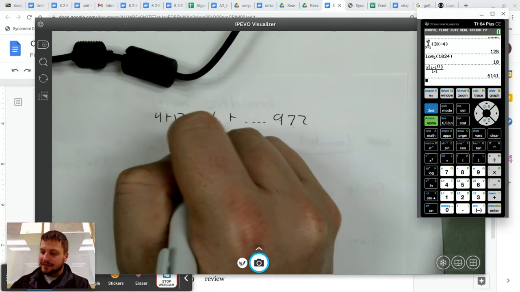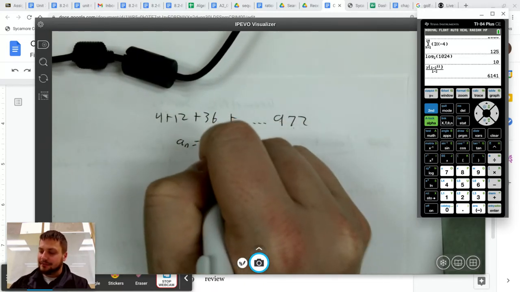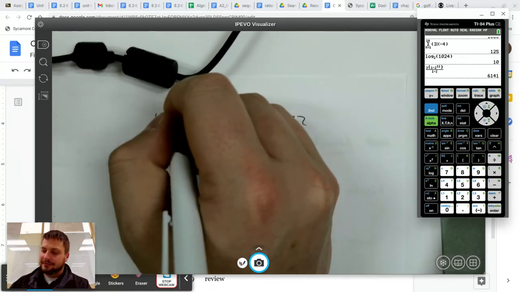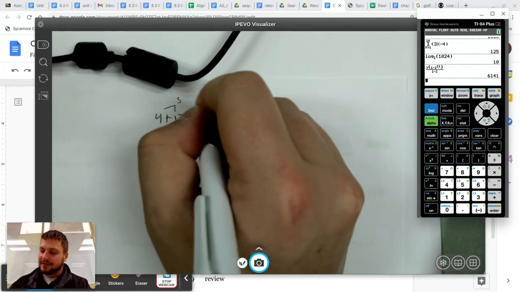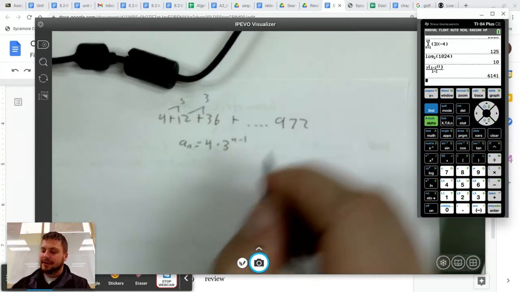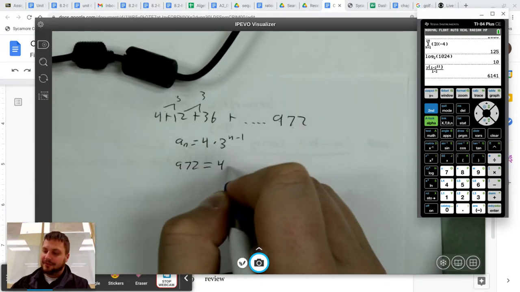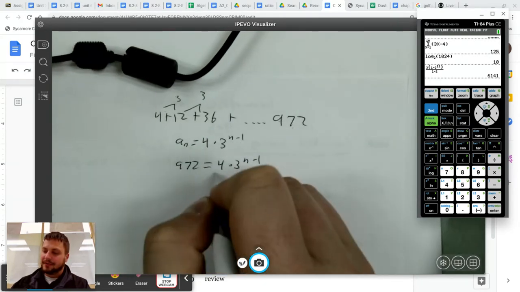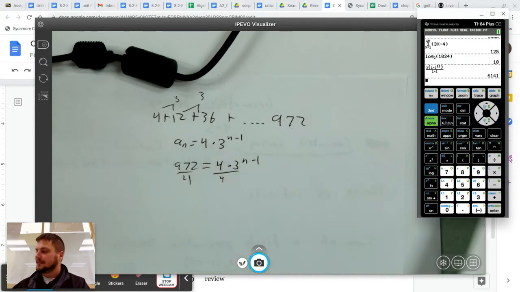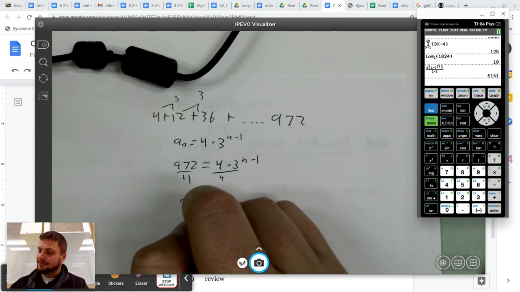So I got that the nth term is equal to the first term times the common ratio, which of course is, in this case, 3, to the n minus 1 power. All right, let's figure out what term 972 is. 972 is equal to that explicit formula. I'll divide by 4. 972 divided by 4 is 243.